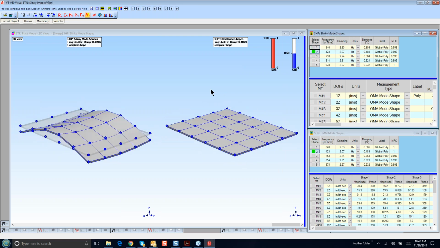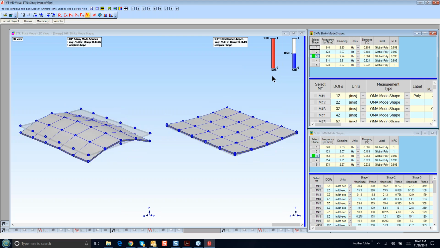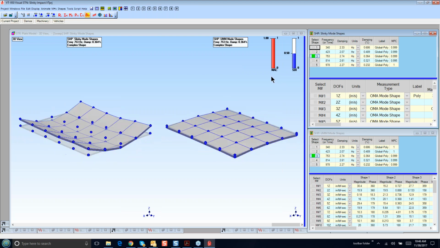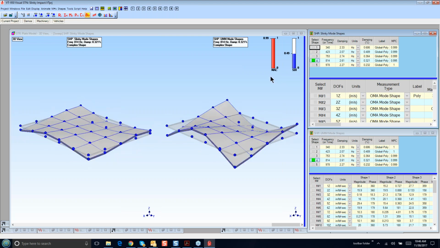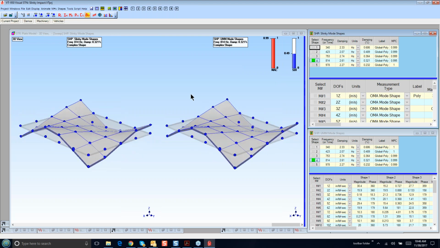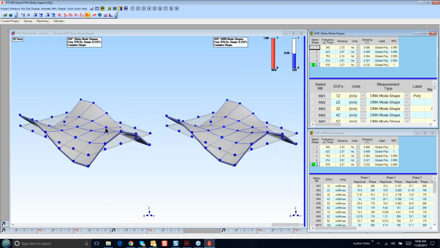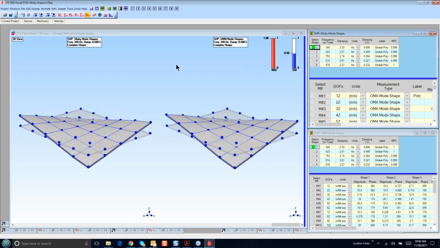They have different numbers in them, basically. Even though they're collinear, the MAC value says, hey, they're the same shape, they lay along the same straight line, they're different by a complex scale factor. And why am I saying that? Because they're animating so differently.